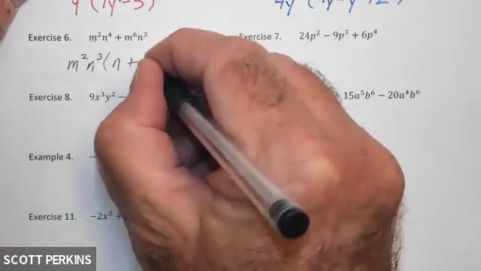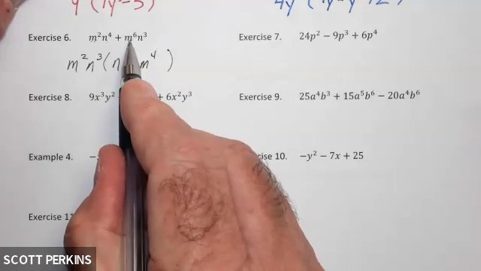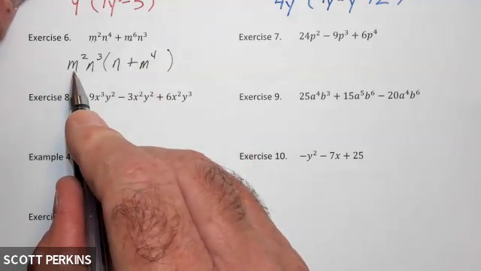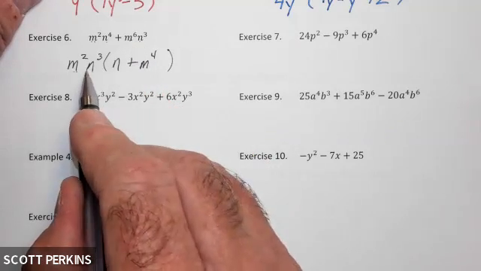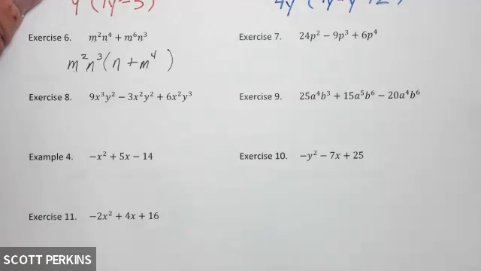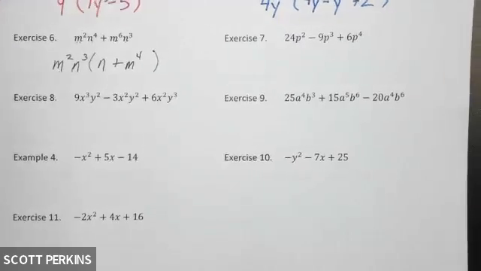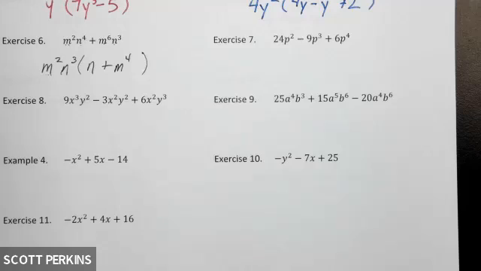Okay, m to the 4th. Started out with 6 m's, factored out 2 of them. That leaves me 4. Great. Started out with 3 n's. Factored out 3 n's, leaves me no more n's. Question about that one? I wasn't getting as much feedback from you as the other ones. All right, we'll keep going. Do the next one, please. Exercise 7.